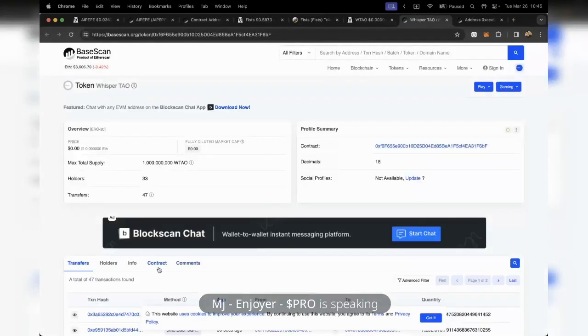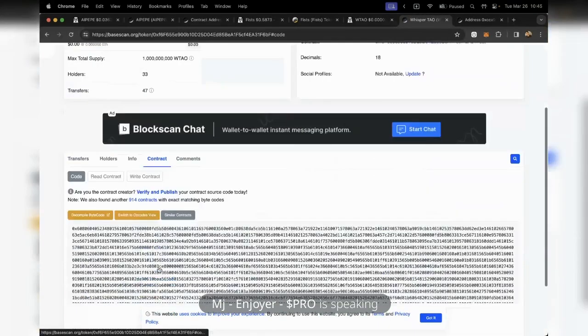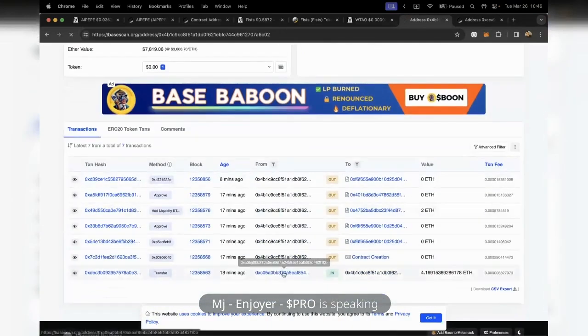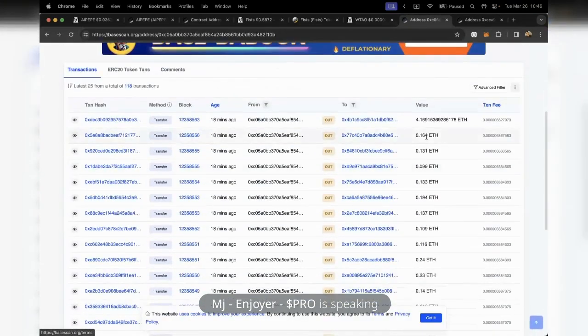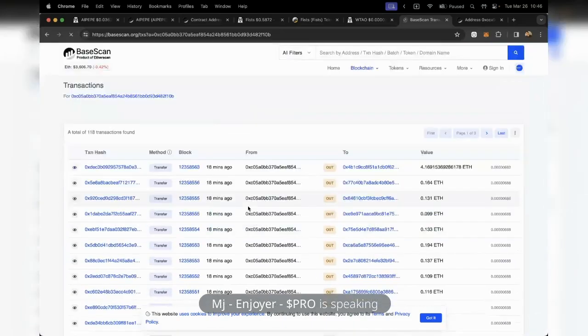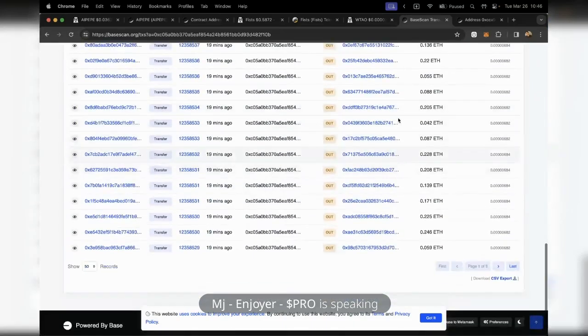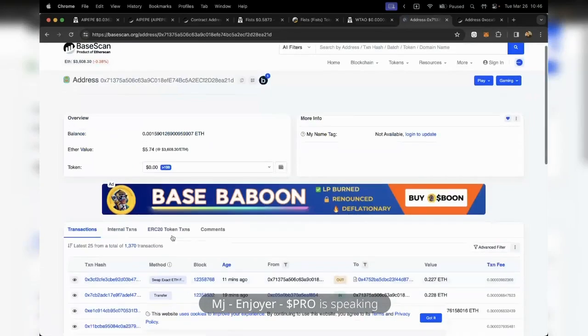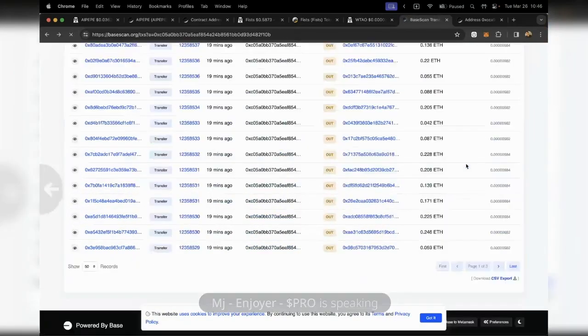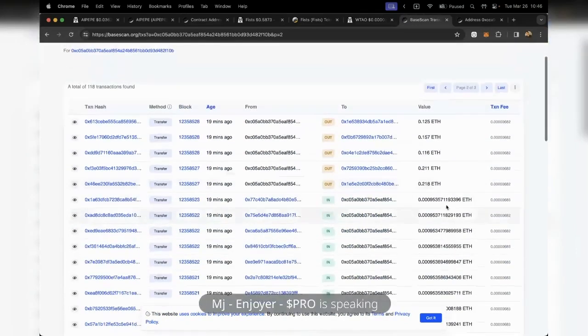Oh, contracts unverified. All right, let's check the deployer wallet. Whisper Tau came from here. This is 18 minutes ago. This is a bad sign, because these could all be buying Whisper Tau. Let's see if it is. Whisper Tau. Yep. This is all buying Whisper Tau.